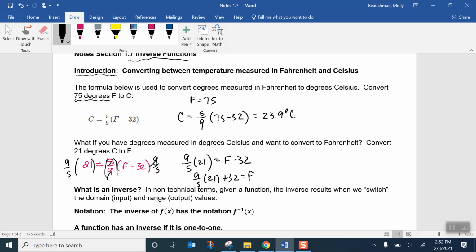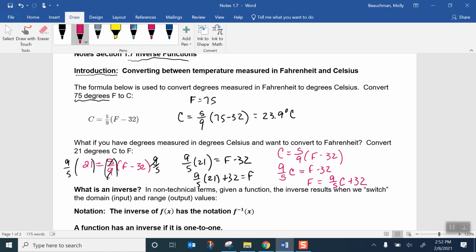But what if I want a formula that allows me to convert? So what we can do then is take this formula and solve the formula for F. We would end up with 9/5 times C is equal to F minus 32. Add 32 to both sides. F is equal to 9/5 times C plus 32.